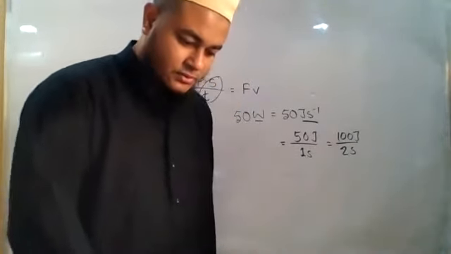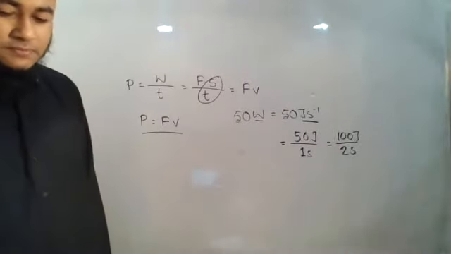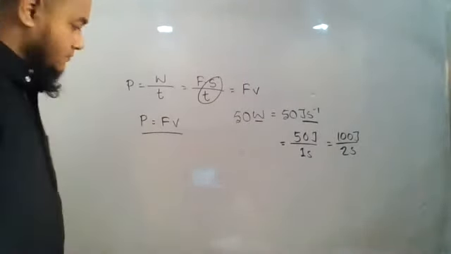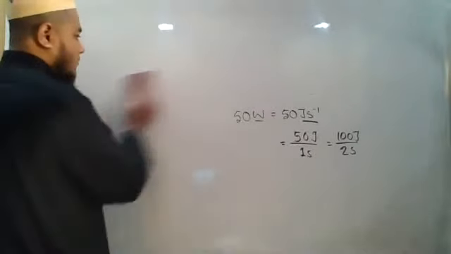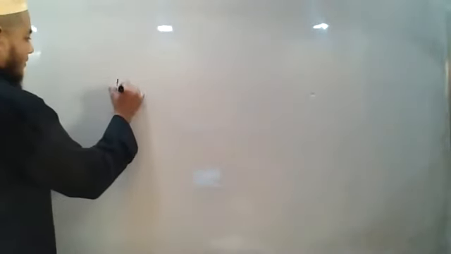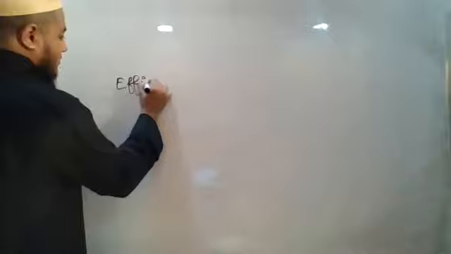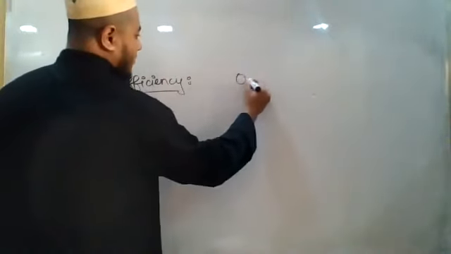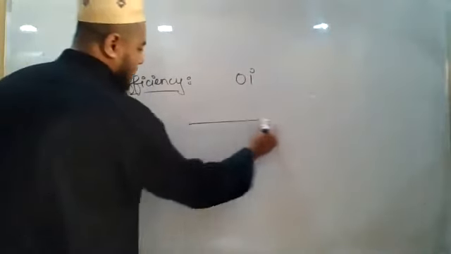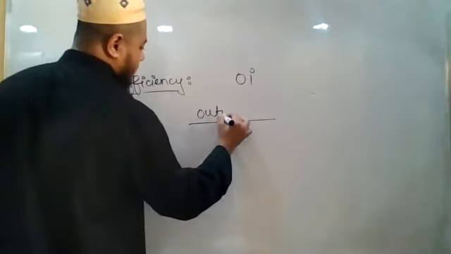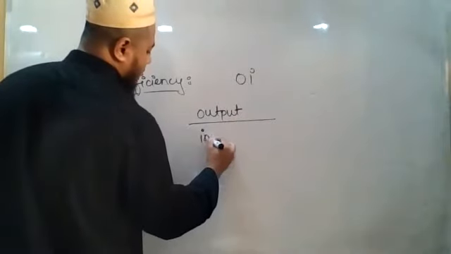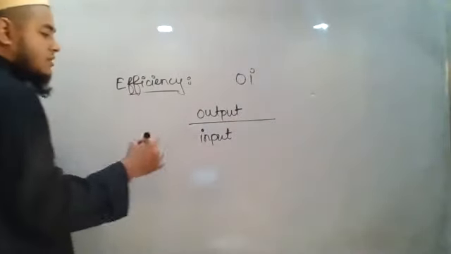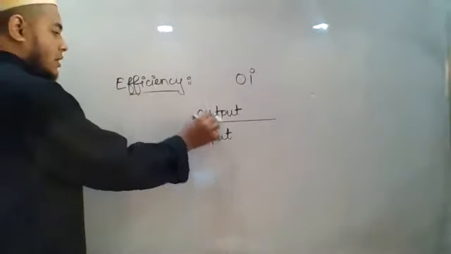Acha. So can I move to the next topic, that is efficiency? You already know this. Efficiency. Remember it by O by I. O means output energy by input energy, output by input. Many make the mistake: they put input in the numerator and output in the denominator.